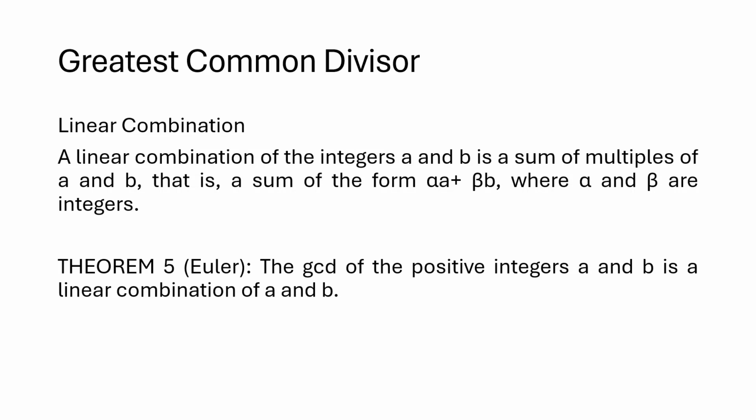For example, 2 times 3 plus 5 times 7 is a linear combination of 3 and 7. Okay, so we have the next theorem. The GCD of the positive integers A and B is a linear combination of A and B.